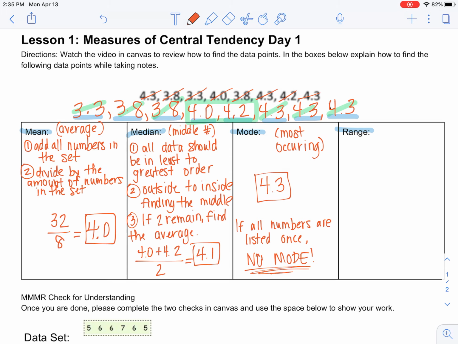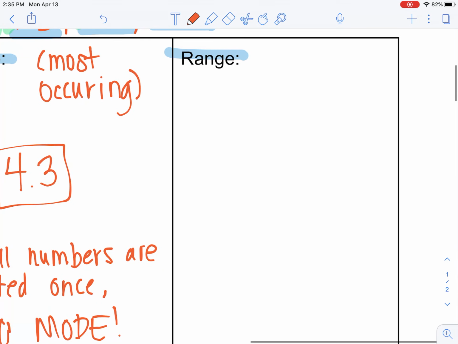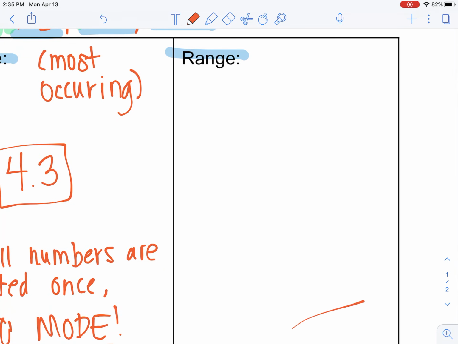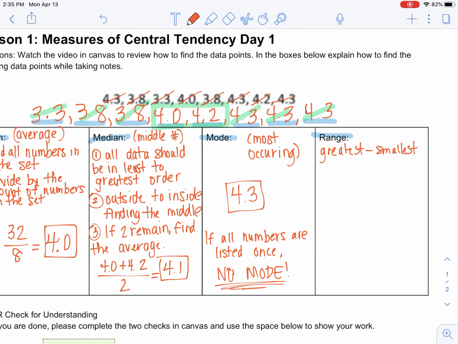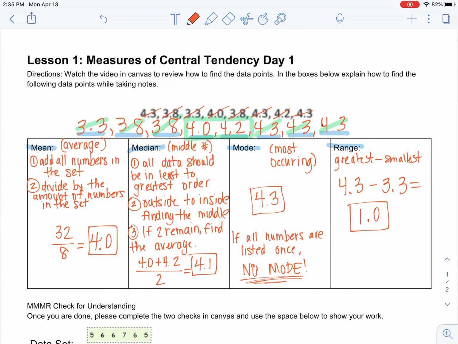All right, the range is our last data point, and the range is the greatest number minus the smallest number in the set. So again, this plays into the least to greatest order, just like with median. And so we're going to take 4.3 and we're going to take away 3.3, and that leaves us with a range of 1.0. So what's great about putting numbers in least to greatest order is you need them in that order for median and range.